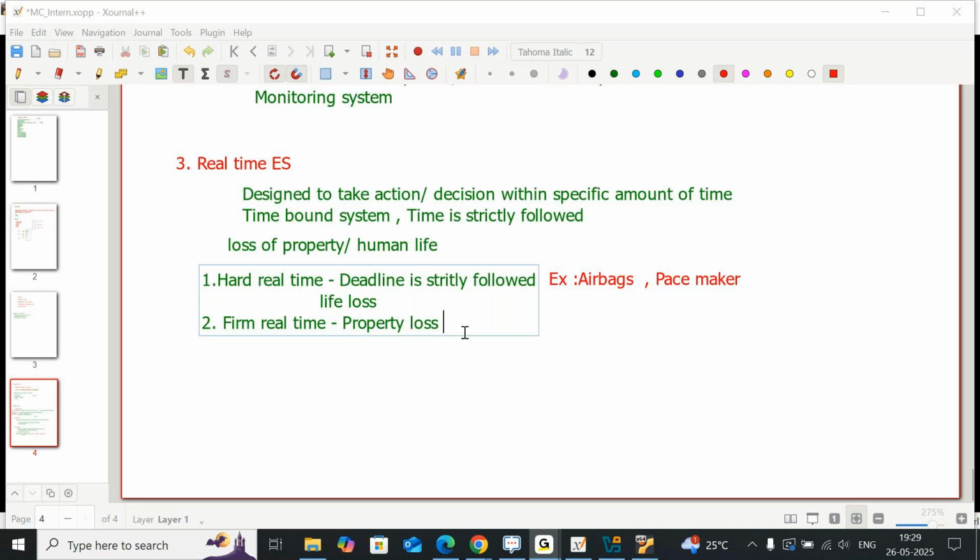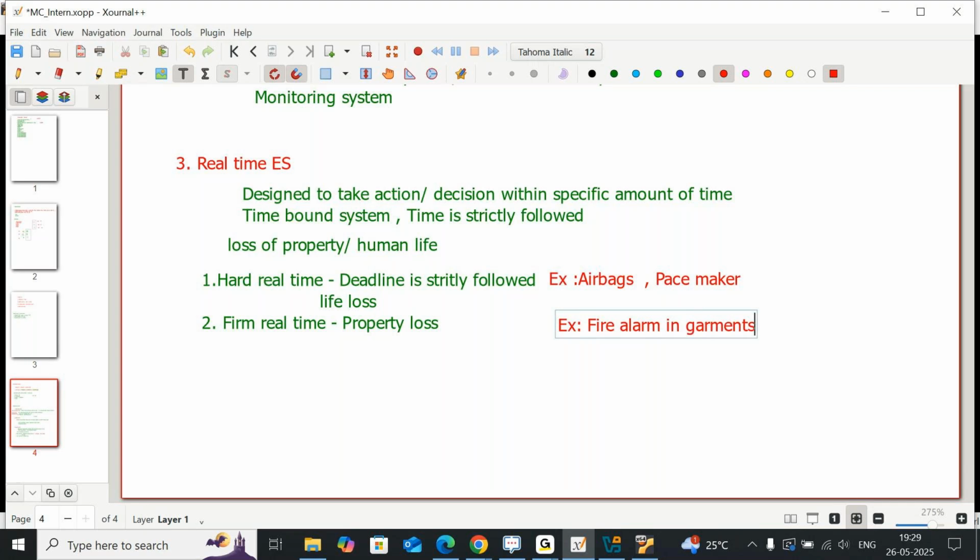Someone said fire alarms. Fire alarms you can consider. If the alarm is fixed in a manufacturing industry, let's say a garments godown, and it doesn't work, then it is completely property loss. Whatever stock is available in the garments will be burnt, right? So that is an example of firm real time.